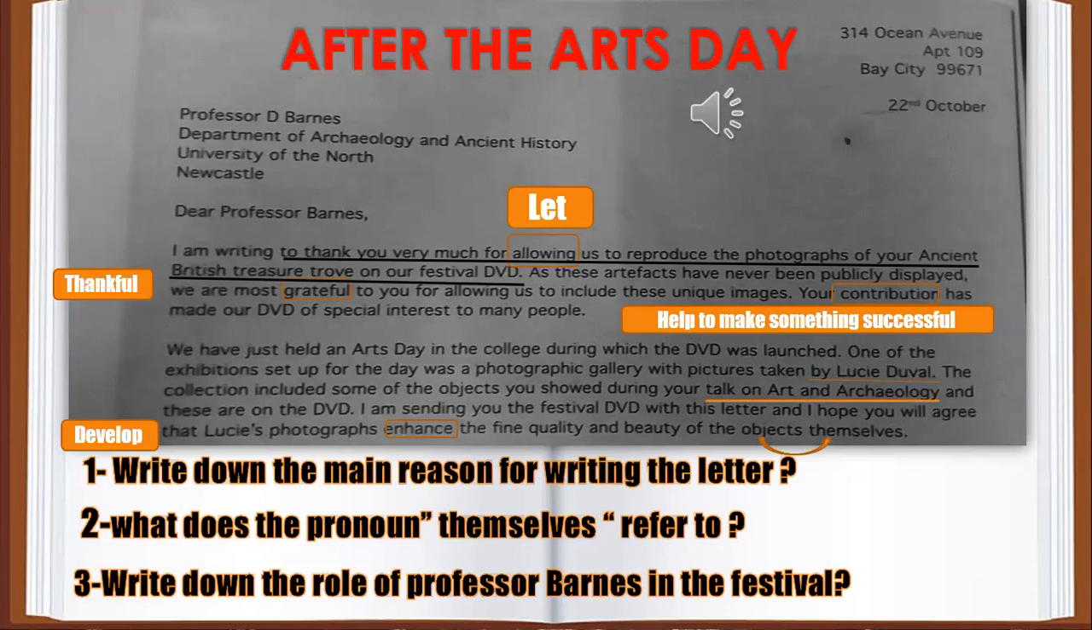Any question? Did you understand these two paragraphs? So again, the sender of this letter is Natasha Sims. The recipient of this letter is Professor Barnes. Why did she send the letter? To thank him very much. Why? Because he allowed them to reproduce the photographs of his ancient British treasure trove.